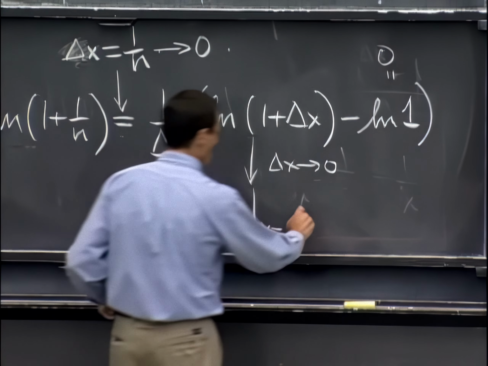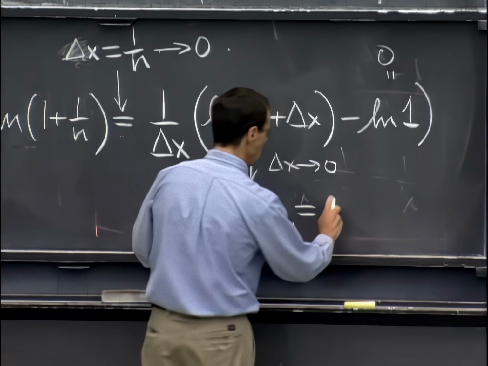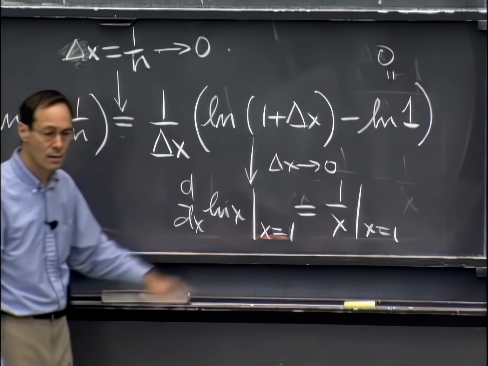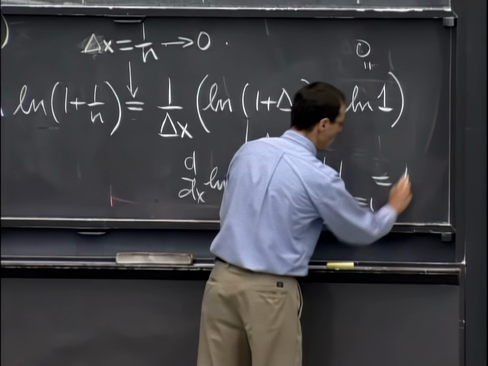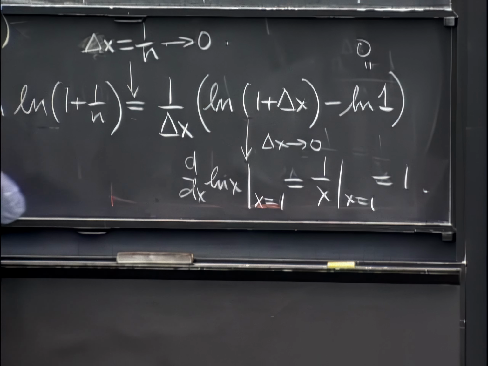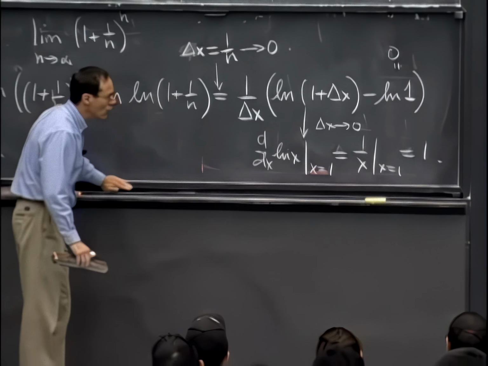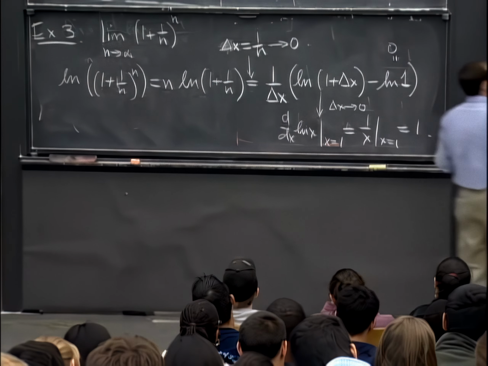But we know what the derivative of the log function is. The derivative of the log function is 1 over x. So this limit is 1. Okay, so we got it. We got the limit, and now we just have to work backwards to figure out what this limit that we've got over here is.